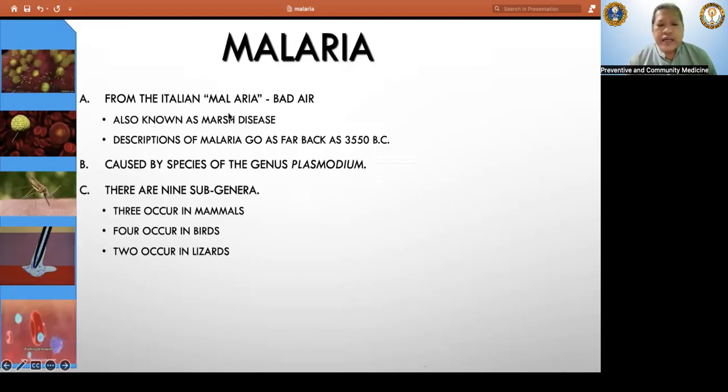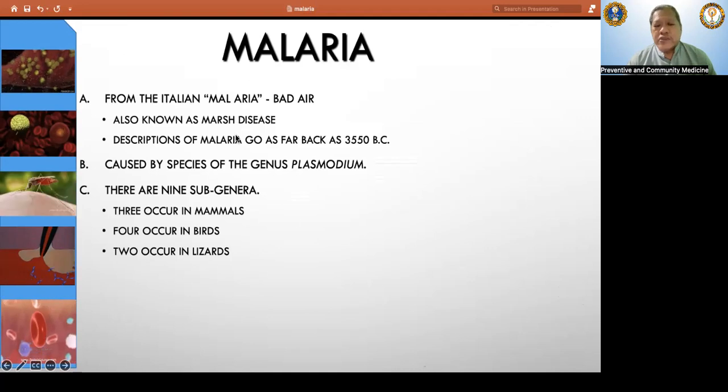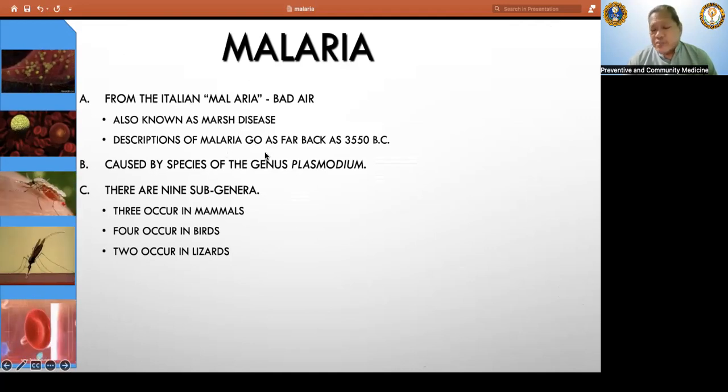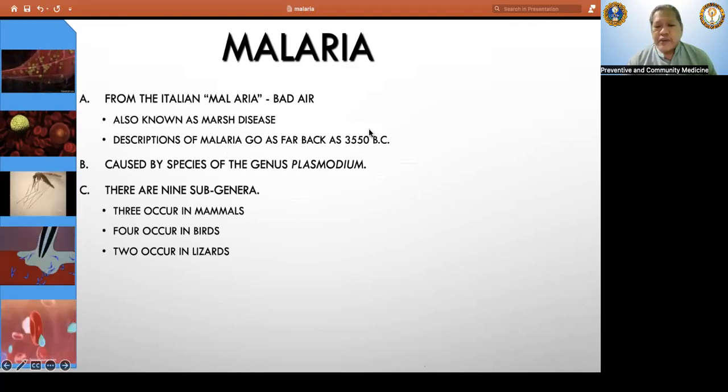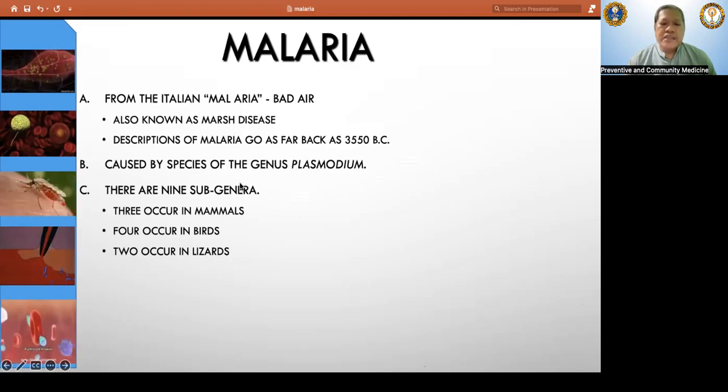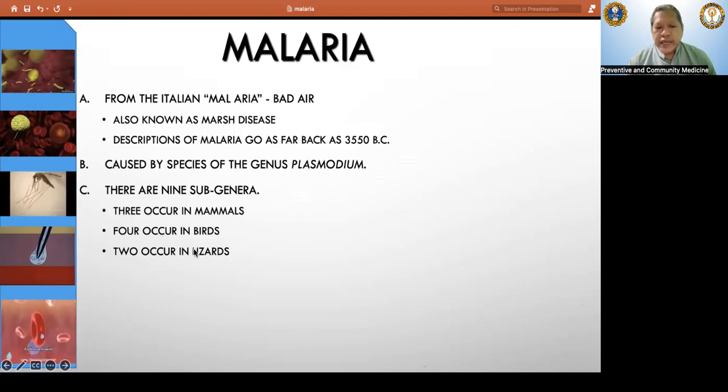Malaria came from the Italian mala aria, or bad air, also known as marsh disease. Descriptions of malaria go as far back as 3,550 before Christ. It is caused by the genus Plasmodium. There are 9 subgenera.